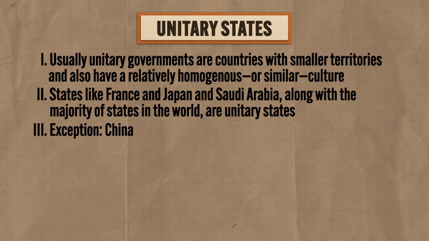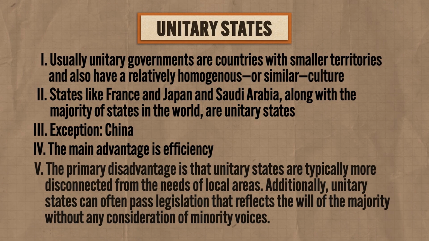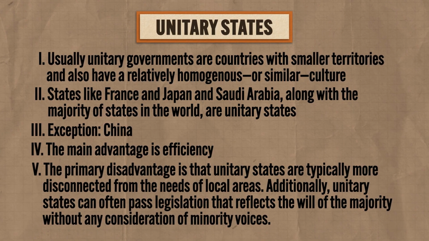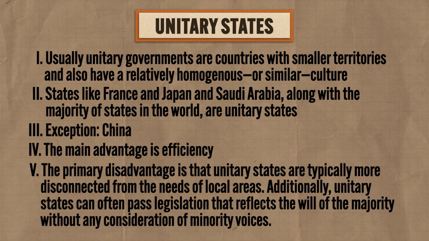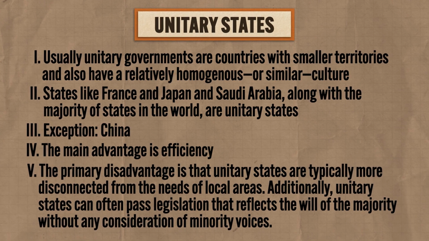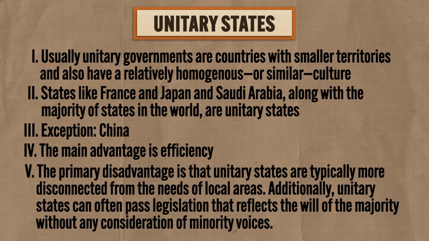Now, here's where I tell you that a unitary state has both advantages and disadvantages. As far as advantages, the main one for this kind of government is efficiency. There's a central point of power, and so policies can be passed and implemented throughout the territory with a whole lot more speed and less resistance than we see in federal states. But the primary disadvantage is that unitary states are typically more disconnected from the needs of local areas. Additionally, unitary states can often pass legislation that reflects the will of the majority without any consideration of minority voices.